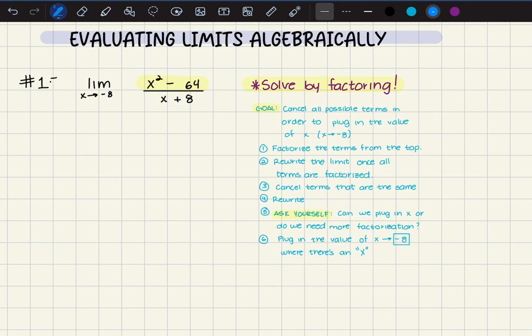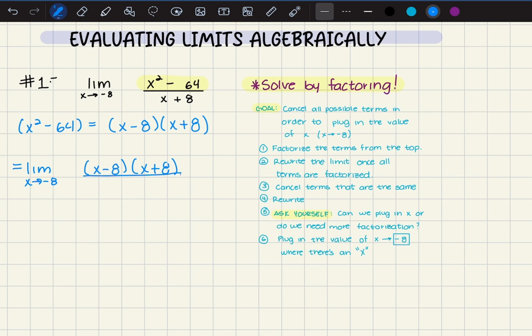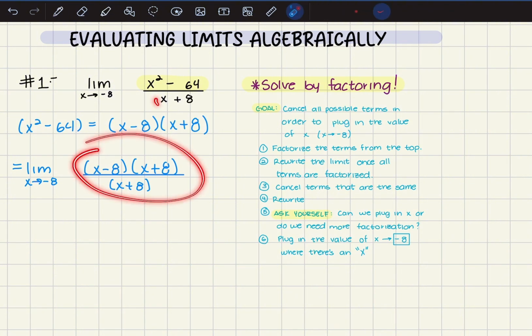I'm going to rewrite it down here. X squared minus 64 is the same as saying x minus 8 times x plus 8. So this is the factorized form of x squared minus 64. Now we're going to rewrite the limit as the limit as x approaches negative 8 of (x minus 8)(x plus 8) over x plus 8. Now this is the rewritten form of the limit.